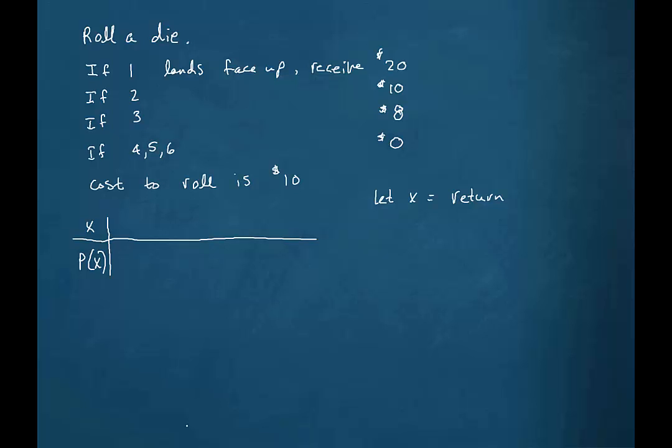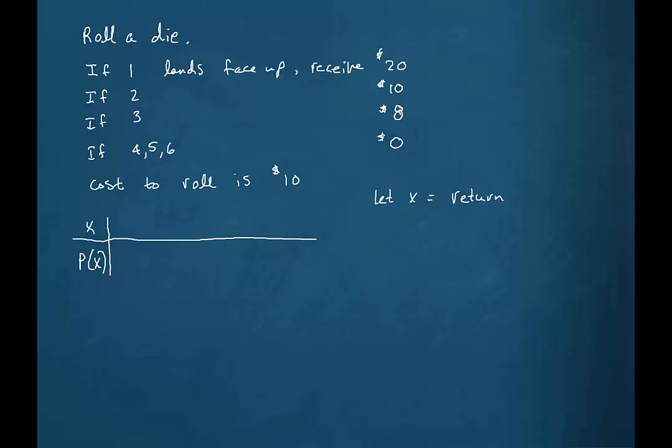Let's suppose we're going to roll a die, and this time, if a 1 lands face up, we're going to receive $20. If a 2 lands face up, we will receive $10. If a 3 lands face up, we will receive $8. And if 4, 5, or 6 lands up, we would receive $0. And let's say that the cost to roll is $10. And this time, when we identify our random variable, let's let x equal the return.